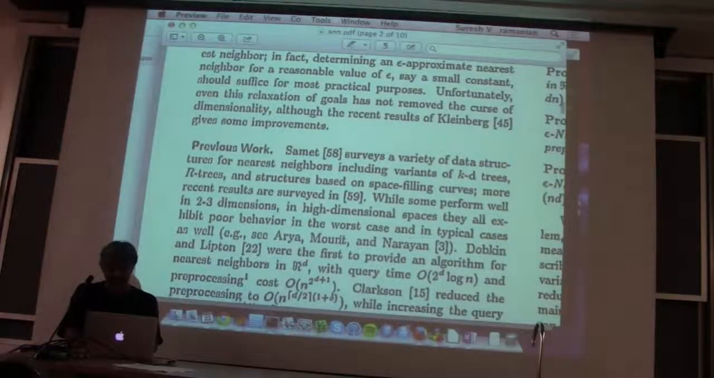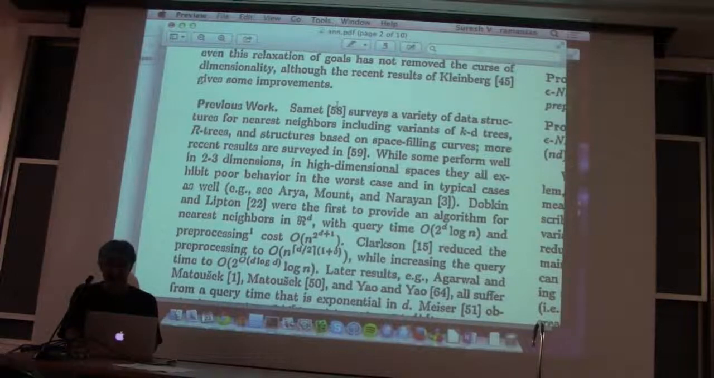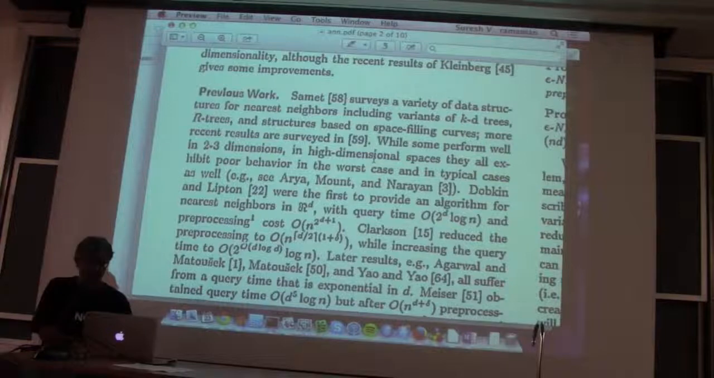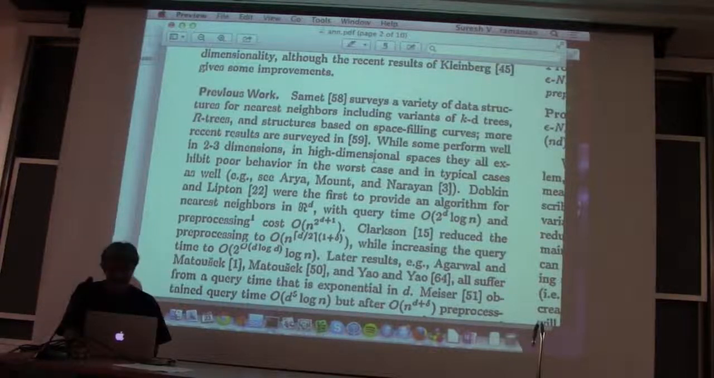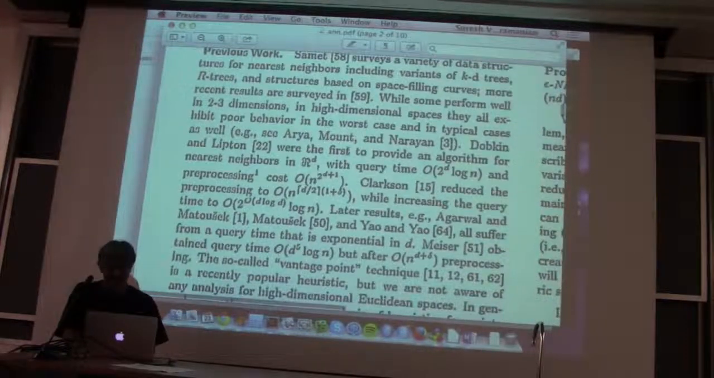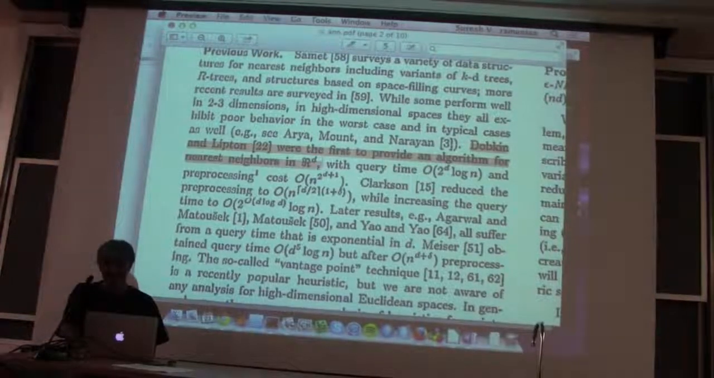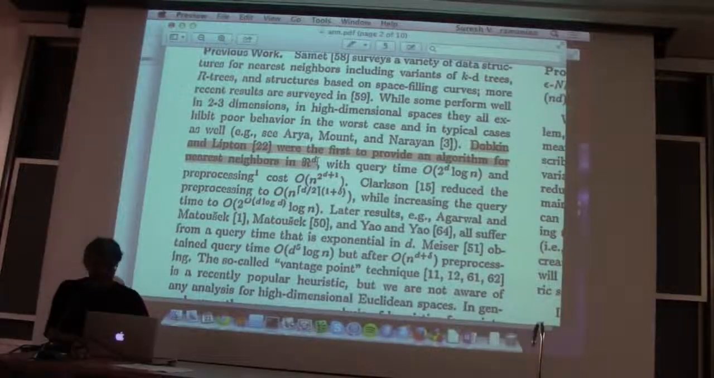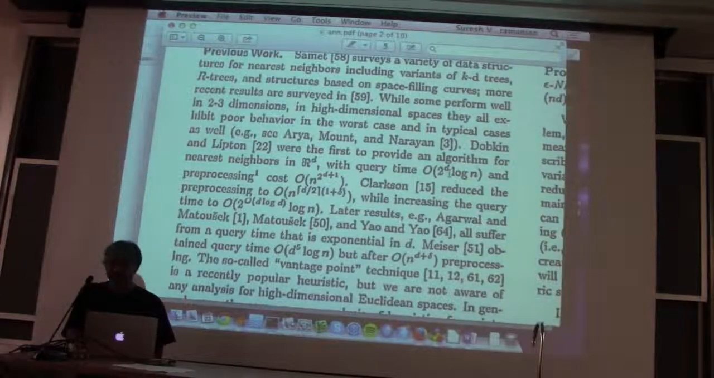previous work. Again, there's a lot of very detailed previous work here. Again, you can choose to see what you want to look at. The survey of data structures for nearest neighbors, some perform well in 2-3 dimensions, some are worse. So Dobkin and Lipton were the first to provide an algorithm for nearest neighbors in R^d. So this is not a trivial problem. And look at the query time. The query time was log n, which is kind of what we wanted.